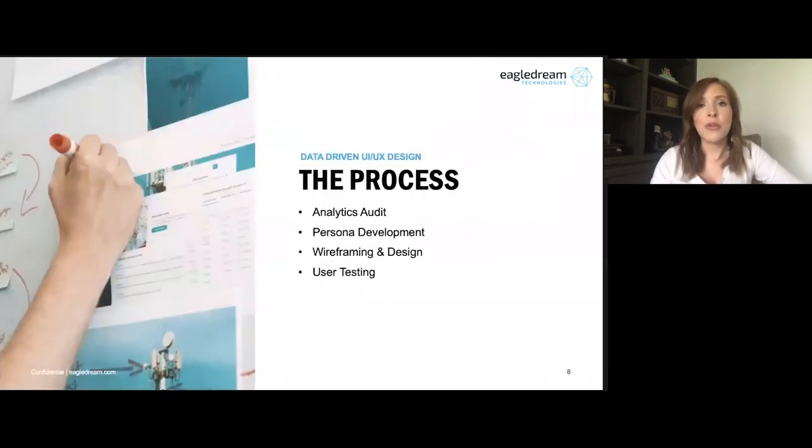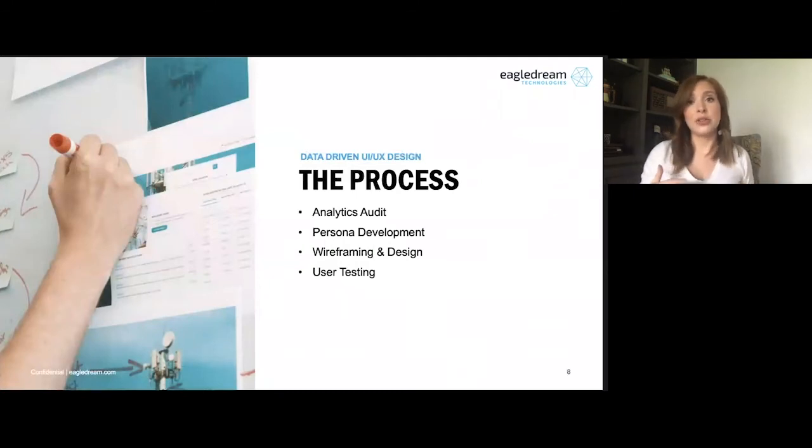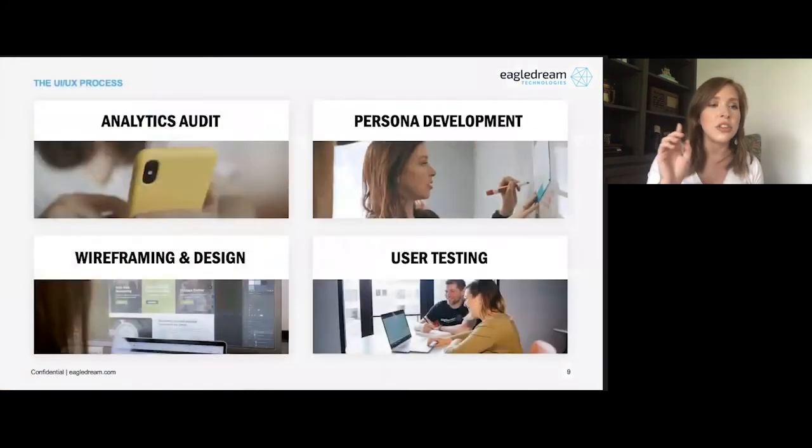So I want to go over the process really quickly, high level, what we do at Eagle Dream. And with that comes these 4 steps that I'm going to talk about. The first one being an analytics audit. So we want to make sure that we put together all of the data that we can before we ever start a project to understand where we can improve, what's already working and what's not.